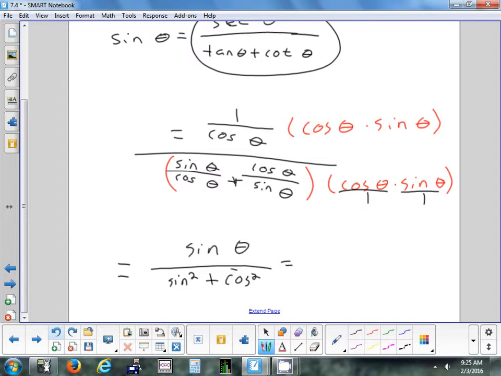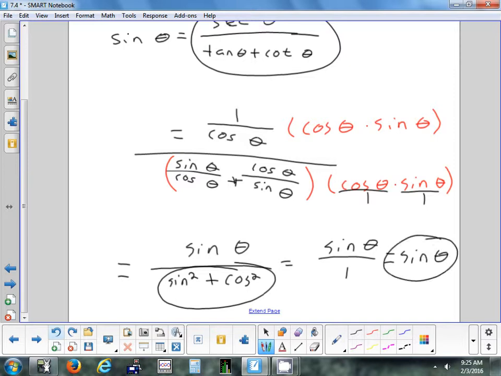And now this whole thing, because of that Pythagorean identity we used last time, turns into 1. So you're left with sine divided by 1, which is just sine, which is what they wanted. So that trick worked very well. The way I was going to do it would have been to find a common denominator, and you still would have used this Pythagorean identity, but I think I like that way a little better.